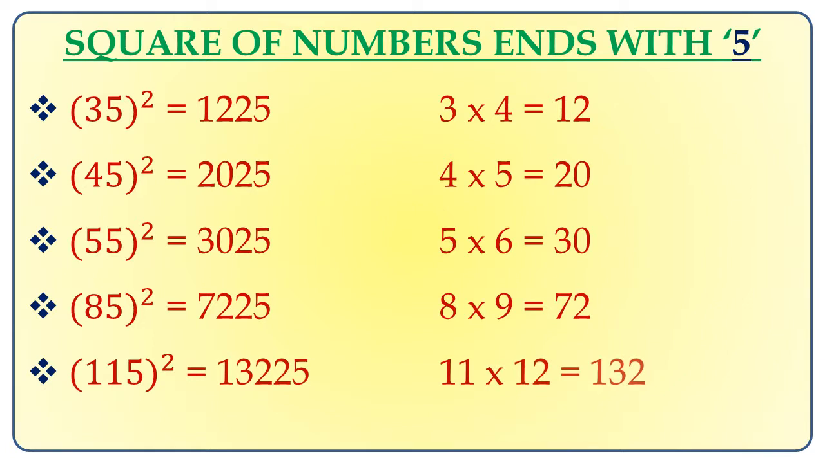Our last number is 115 square. So for 5, 25 is there. Other than 5, 11 is the number. So we multiply 11 by its next higher number, that is 12. 11 into 12, 132. Simply write 13225, that is the answer.